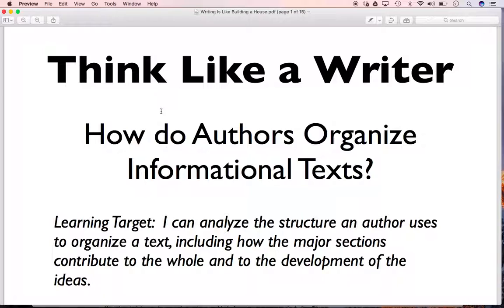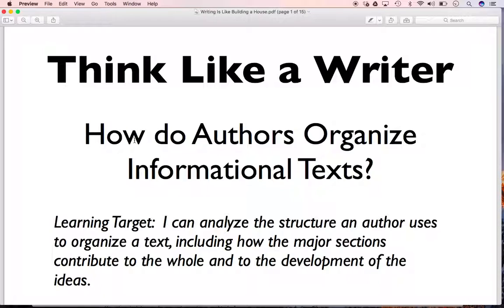And what more relevant lesson for those of you that are in my reading class, because you're all also in my English class, than to teach you how to understand text structures by thinking like a writer and like an author, asking yourself, how do authors organize informational text?